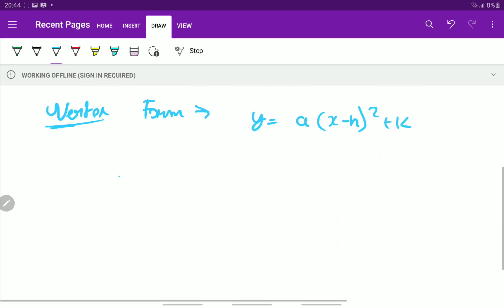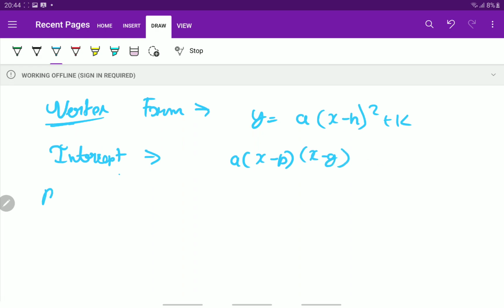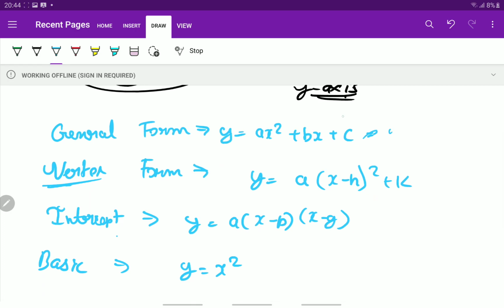And we have the intercept form. This is very useful for finding the x-intercepts and therefore the axis of symmetry and correlatingly the vertex. And this form goes like y is equal to a(x minus b)(x minus g). And we also have the basic form, which is y is equal to x squared. All of these are y is equal to.